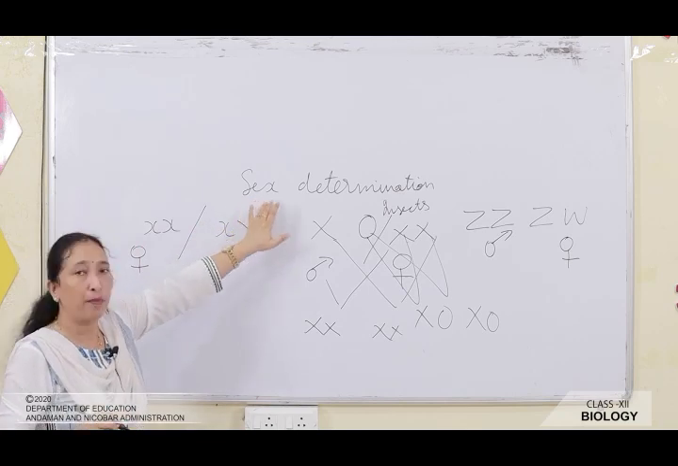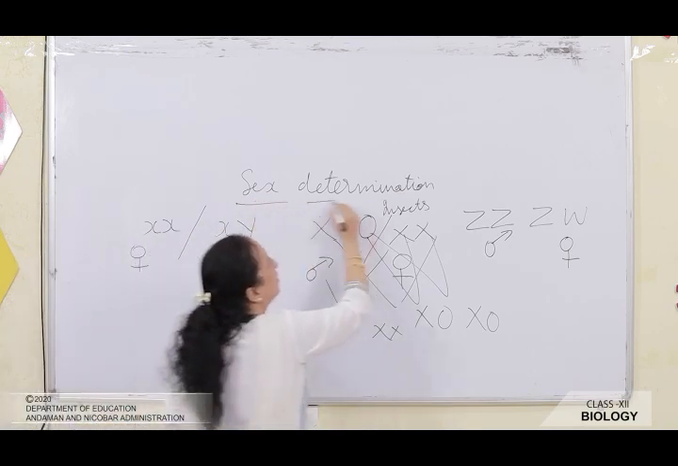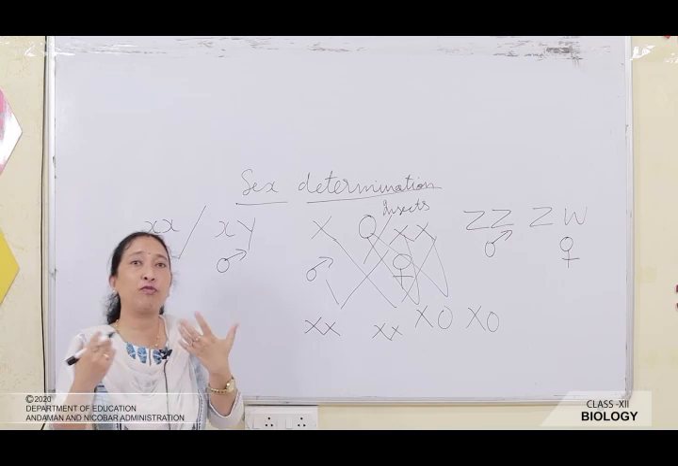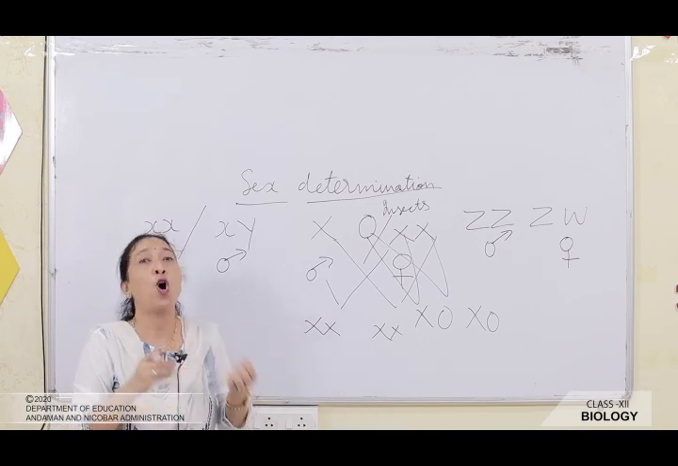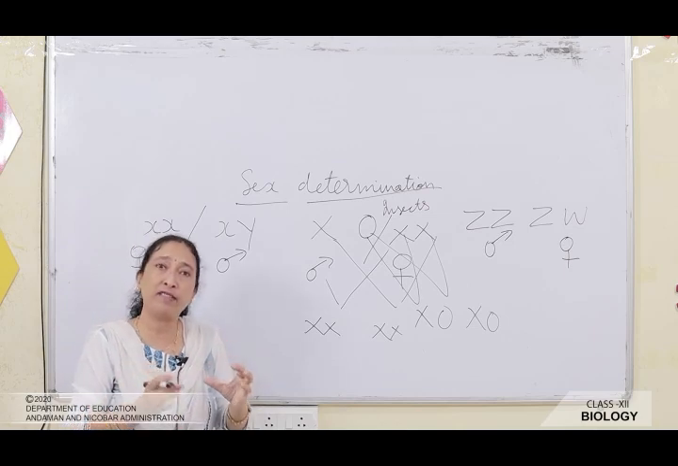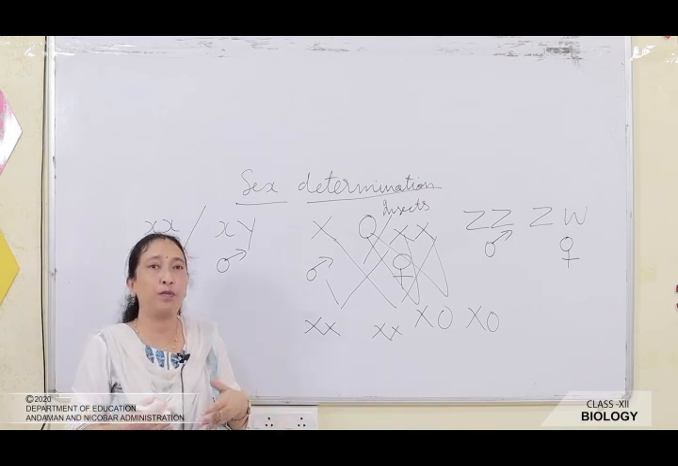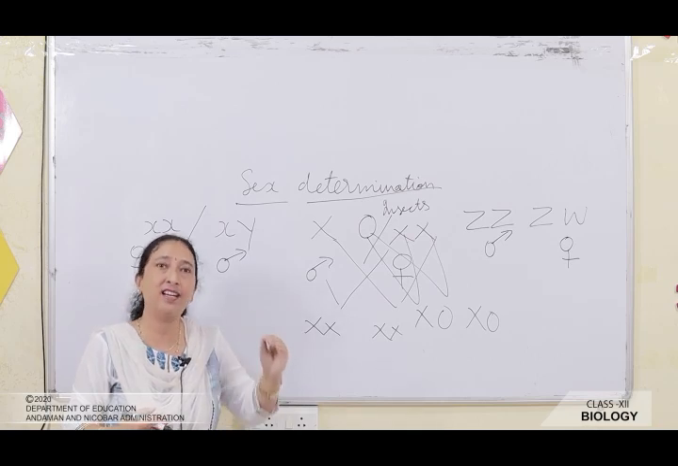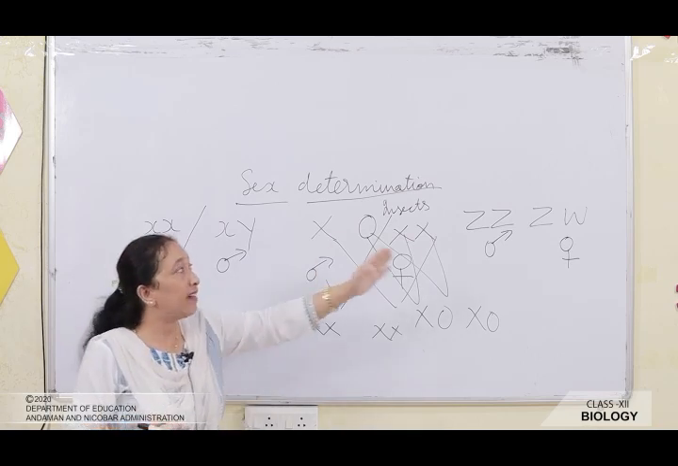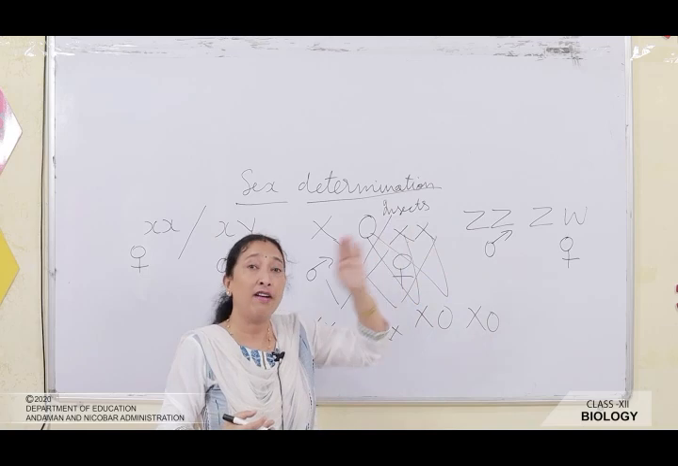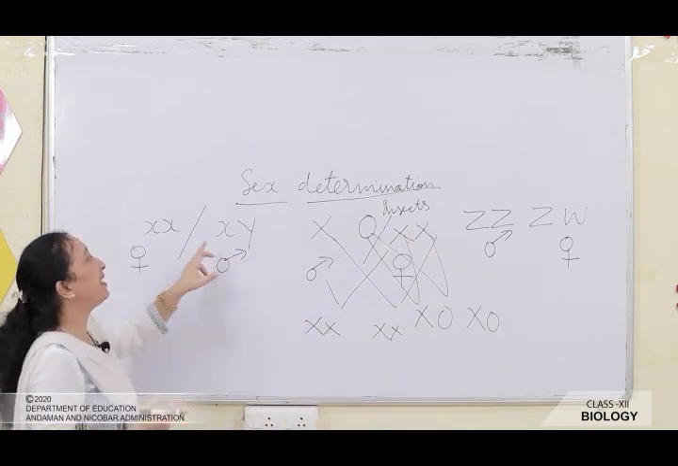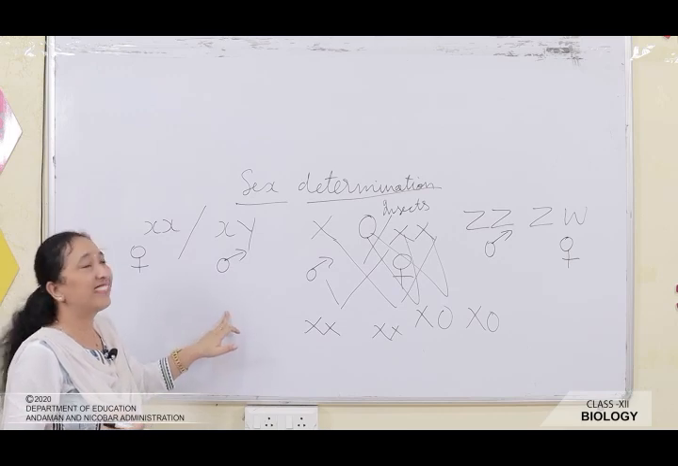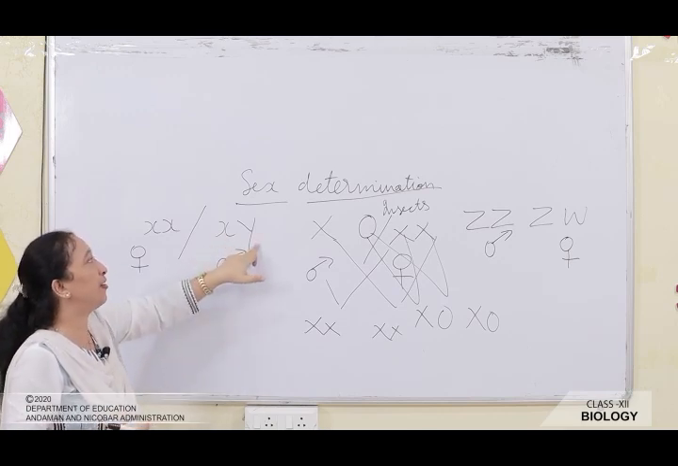That is the meaning of sex determination: which organism will decide whether the progeny will be male or female depends on the organism itself. In insects, it is the male that will decide the sex of the progeny. In birds and fowls, it is the female. In humans, it is the male, because they are heterogametes.